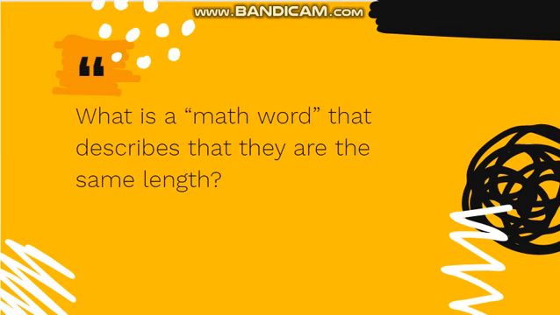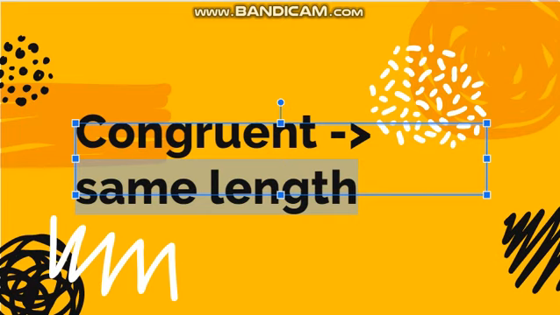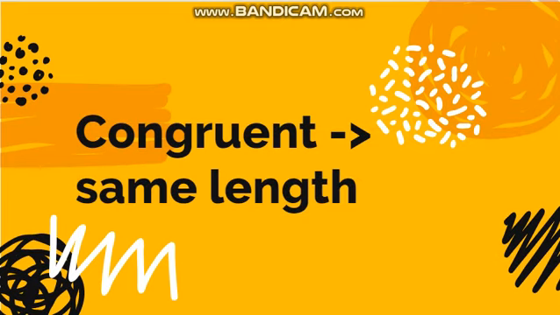What math word describes that things are the same length? You may have heard this one before. Congruent. The word congruent means same length. The word congruent means that things are the same length or the same size.